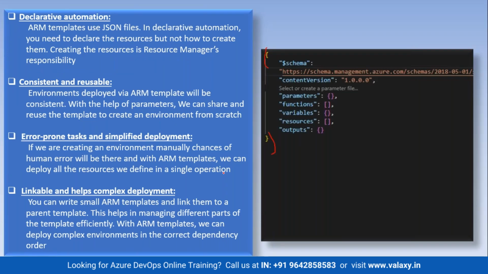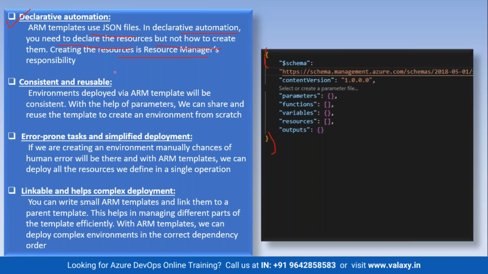What are the features of an ARM template? It supports declarative automation. As I said, it is written in JSON; ARM templates use JSON files. In declarative automation, you declare the resources, but not how to create them. Suppose you want to create a VM. You declare that you want a VM with this configuration, with this virtual network, this public IP and everything. You declare it in your file.